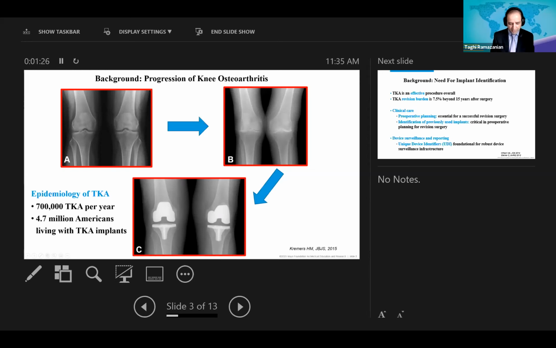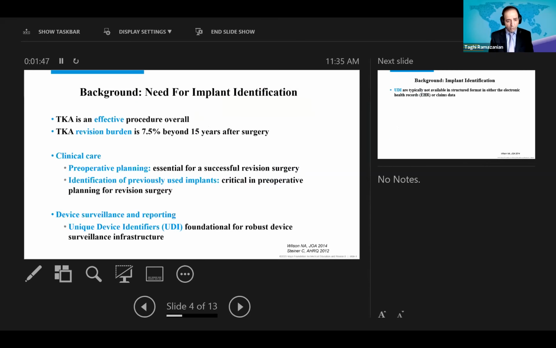It's worth noting that knee arthroplasty is the most common inpatient surgical procedure in the United States and around the world. Over 700,000 procedures are performed each year, and nearly 5 million Americans are currently living with knee implants. Although knee arthroplasty is a very effective surgery, some patients need revision surgery due to various complications.